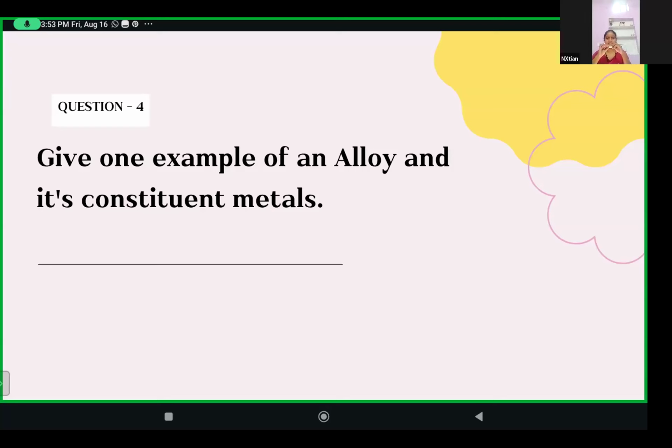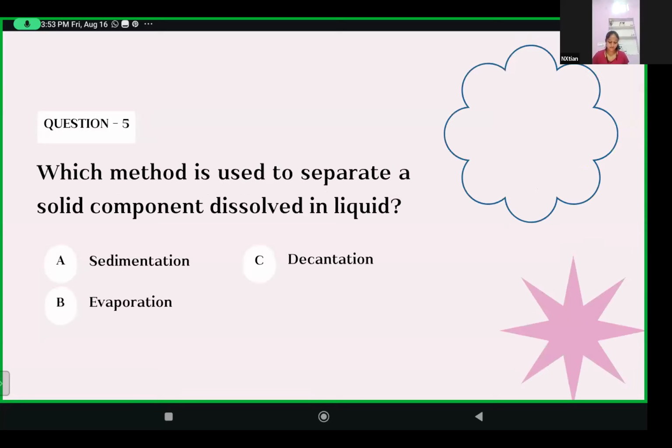Next is who? I'm opening it. Yeah, Abraham is next. Okay. So next set of questions is for Abraham. Okay, Abraham. So first question, which method is used to separate a solid component dissolved in liquid? Evaporation. Okay.